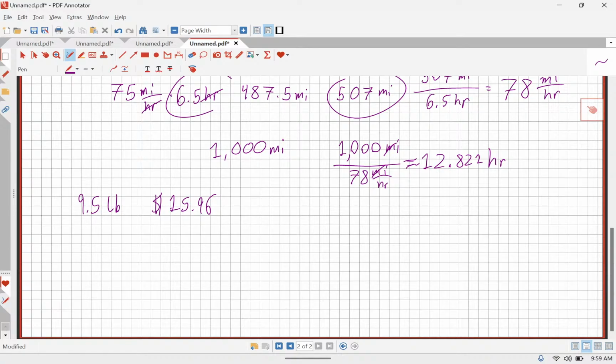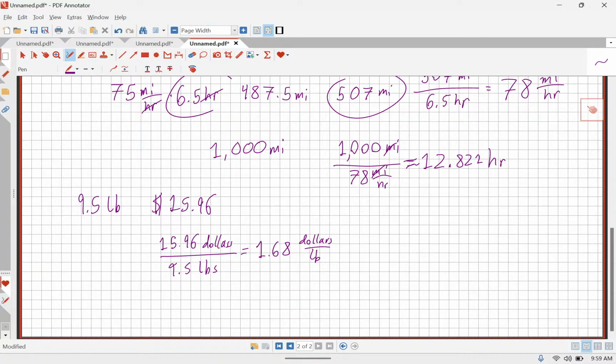Sophie, what should we do with these two numbers? Divide them. In what order? Money divided by pounds. Yeah, because if it's $15.96 for 9.5 pounds, you can do that division. And do you happen to have that division? What is that? That is $1.68 per pound. Yeah, $1.68 per pound.